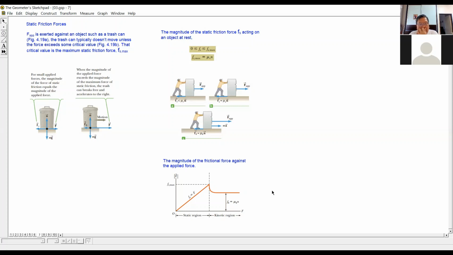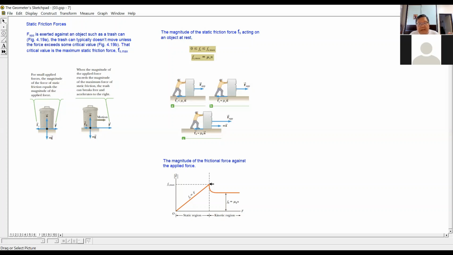So from the graph, we can see that as you increase the applied force from 0 until the dotted line here, the static friction will increase. As you increase the applied force, the static frictional force increases. They will increase until a maximum level at this point here, at the edge here. At this point, it is the maximum static friction.